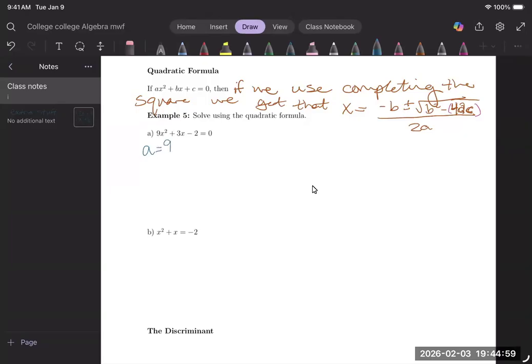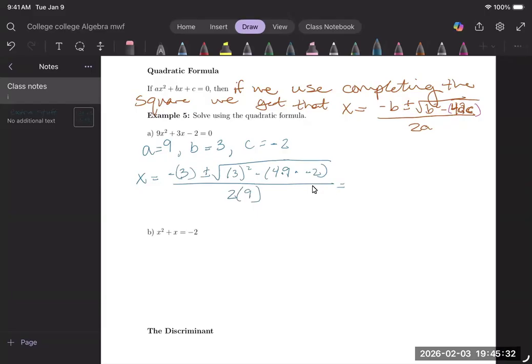So this says that A is 9, B is 3, and C is negative 2. So then we just plug it in. So this from the formula says that x equals negative 3 plus or minus the square root of 3 squared minus 4 times 9 times negative 2. Oops, extend my root there. And then over 2 times 9. And then we just simplify. So that's negative 3 plus or minus the square root of 9.